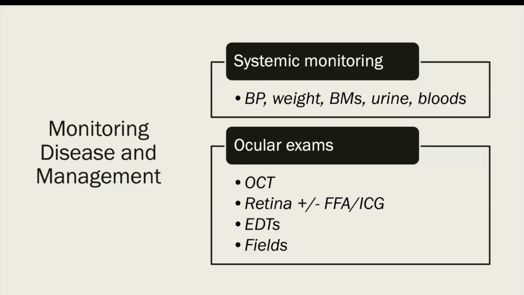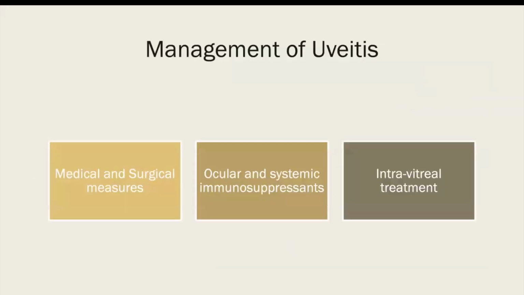One of the common complications of uveitis is things like CMO. Look at their retina. Think about doing any angiography if you feel like you need it. EDTs again if you feel like you need it, and fields, especially when you've got a lot of choroiditis or retinal vasculitis and you're worried about their peripheral fields.